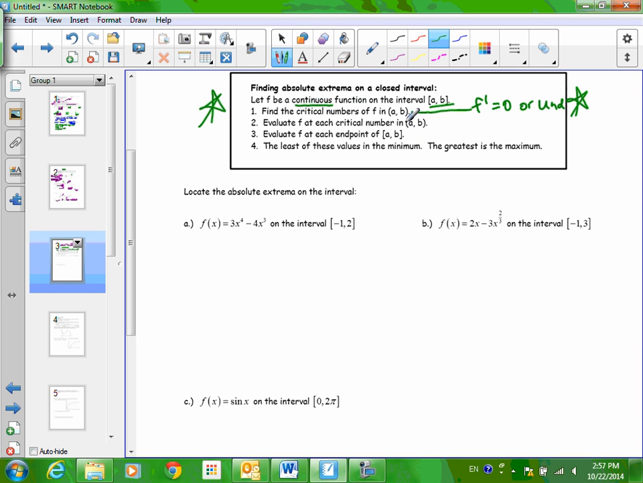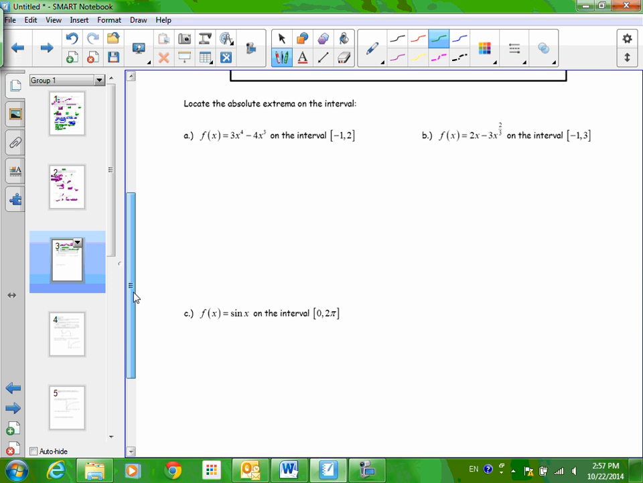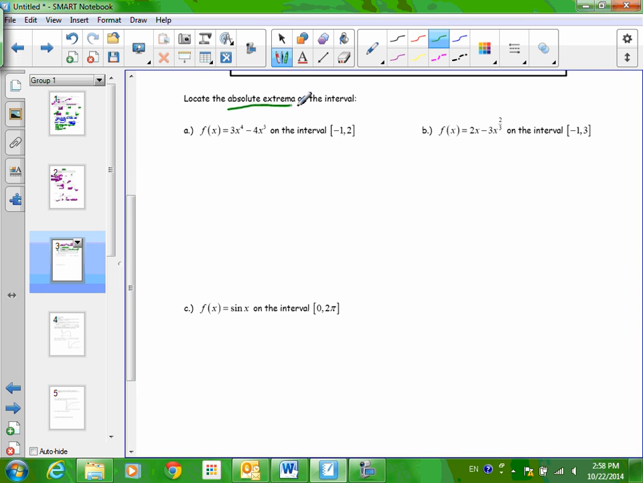Once we find those critical numbers, then we're going to evaluate them back into f. In other words, we're going to have all these x values that we're going to test. Okay? So looking at A, locate the absolute extrema. What we're going to do first is find the derivative. And you are experts at this by now, hopefully. 12x cubed minus 12x squared.